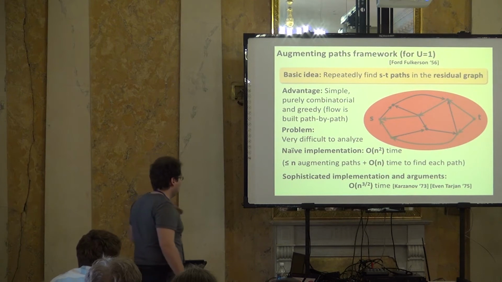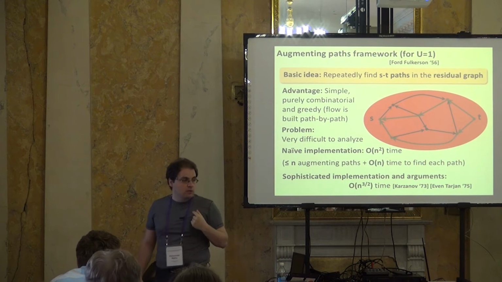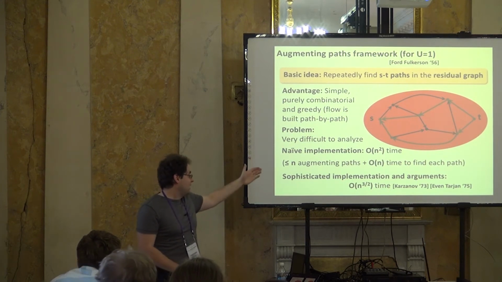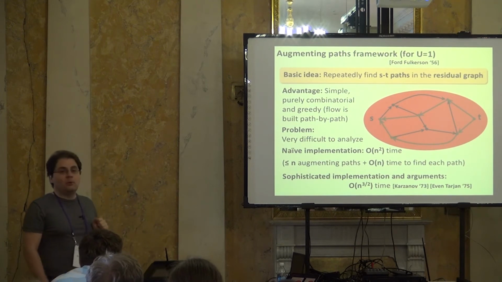And then you have to already be quite a bit more sophisticated and use a bit more clever arguments to improve it to n to the 3/2. So that's exactly what Karzanov and Even and Tarjan did. But that happened quite a while ago.